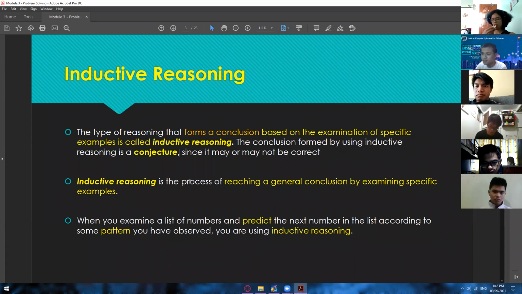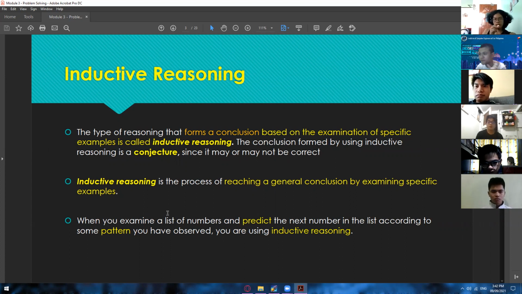Inductive reasoning is a process of reaching a general conclusion by examining specific examples. So when you examine a list of numbers and predict the next number in the list according to some pattern you have observed, you are using inductive reasoning. To make it short, when we say inductive reasoning, you have a basis, and what is that basis? Those are the examples.